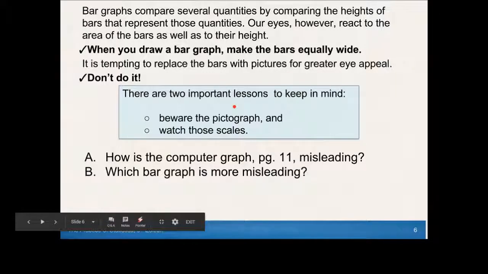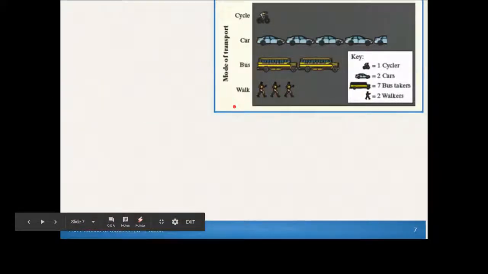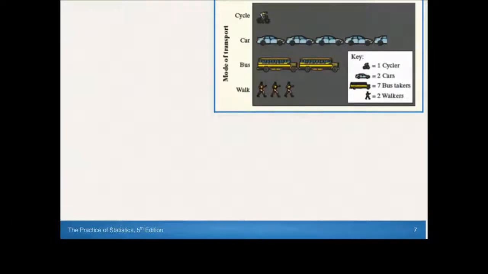So let's try an example. Turn to page 22, and we're going to look at exercise number 17. Okay, so this scenario has to do with 30 students and the mode of transportation to school. They produce this pictograph. So they have walkers walking, buses bussing, cars carring, and cyclists cycling.